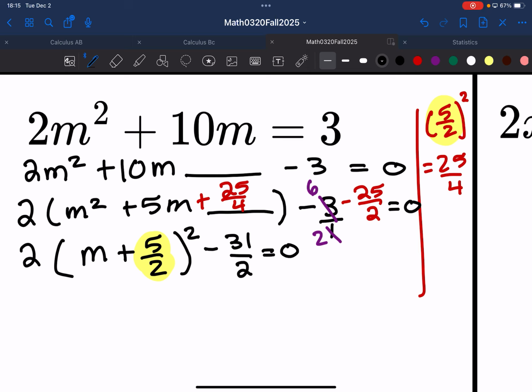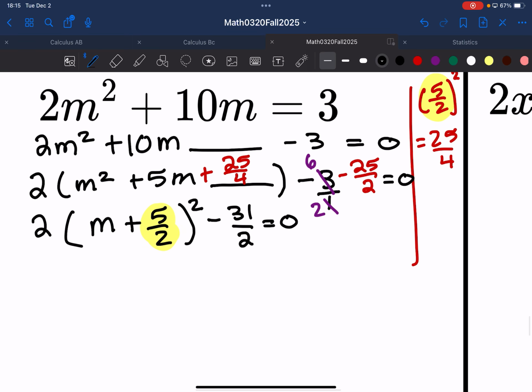Okay, so what I found right here is just the part of completing the square. However, it wants us to also solve. So once we complete the square is when we go back and we try to isolate the variable. So now we're going to get m by itself. Okay. So what would be my first step to get m by itself? Good, so add that over to the other side. So I'm going to add 31 over 2 to the other side.